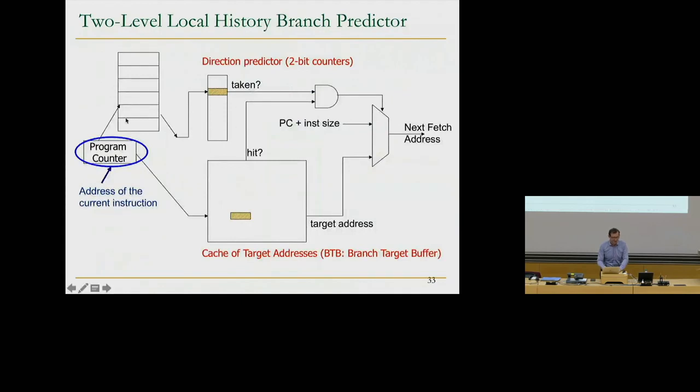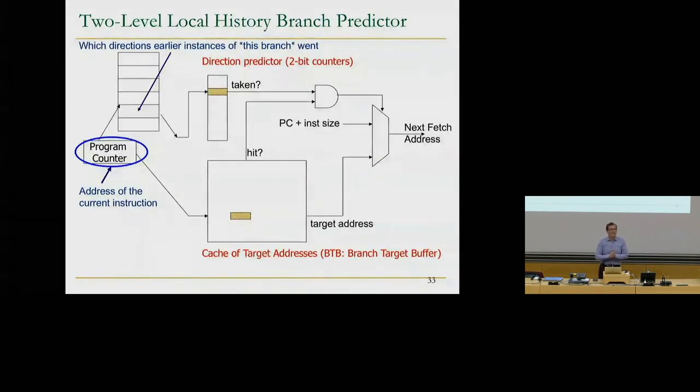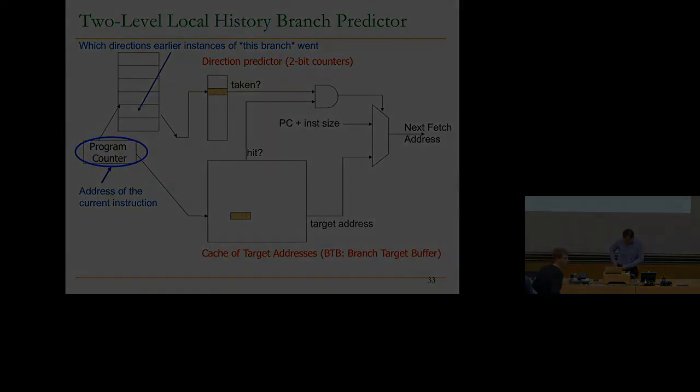So basically, it looks like this. You use the program counter to get a history, and use that history to index into 2-bit counters, and that tells you taken or not taken. So the key thing to remember is this keeps track of which direction earlier instances of this branch at program counter X went. Okay, so maybe we should take the break at this time, unless there's a burning question in local history. Okay, you can save the questions over the break, and I'll see you soon.